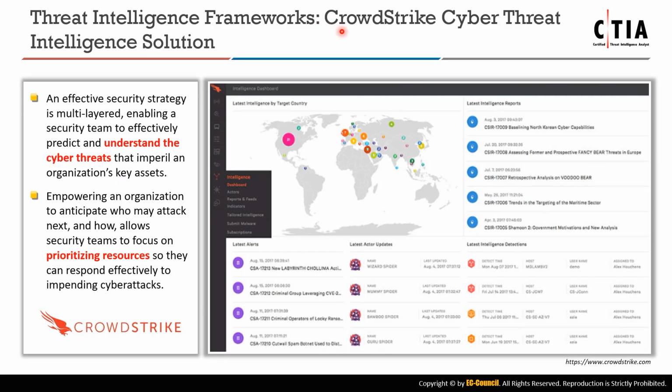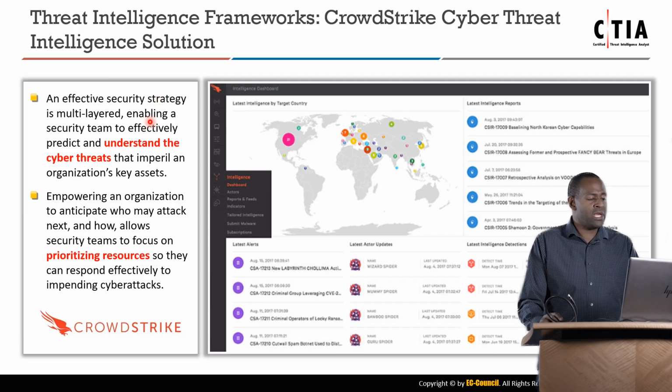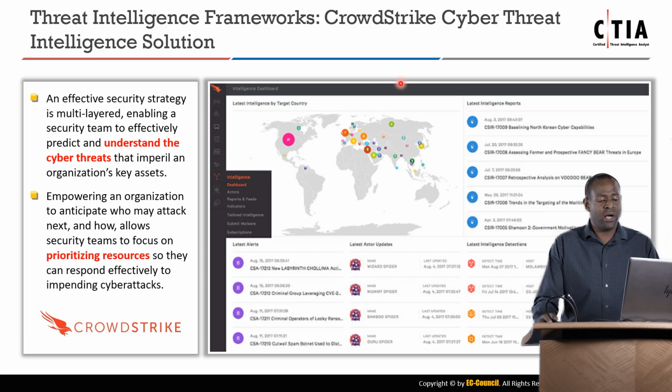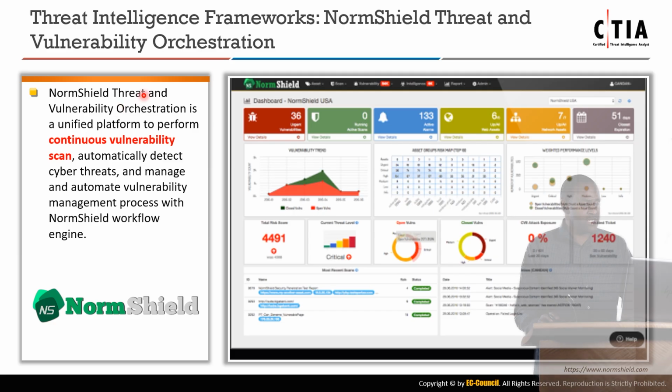Another one is CrowdStrike, the CrowdStrike Cyber Threat Intelligence Solution. This is a security strategy that's multi-layered. It enables your security team to not only predict, but understand cyber threats that would imperil your organization's assets, allowing you to anticipate who might attack next, prioritizing that. And there's the CrowdStrike logo. This is one of their pages of the latest threat reports and latest alerts. So a very nice solution. This is the CrowdStrike Cybersecurity Threat Intelligence Solution.